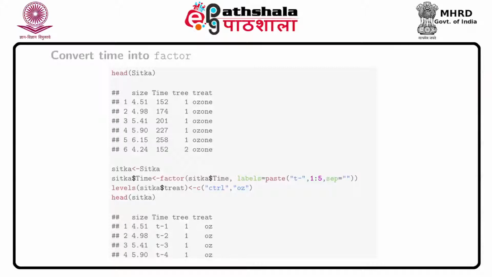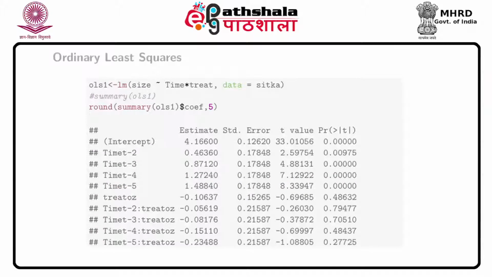And from here what we can do is sitka$time, and we set it to be a factor, and the names of the factor levels are T1 to T5. So we can use the paste command in the labels option. Then the levels of sitka$treatment are ozone and control in full. So we just want to change them to CTRL and ozone so that everything fits in the output window.